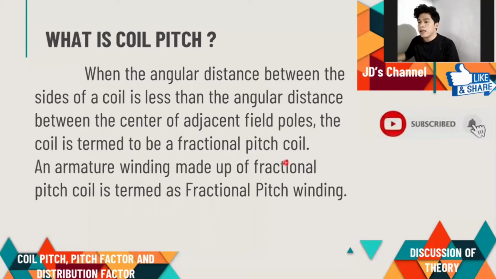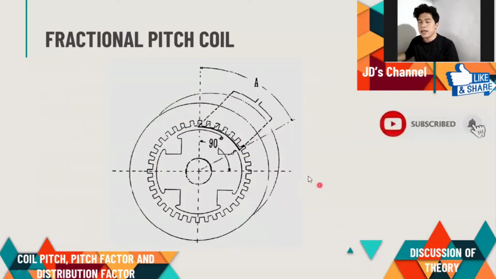Then, when the angular distance between the sides of a coil is less than the angular distance between the centers of adjacent field poles, the coil is termed to be a fractional pitch coil, or the short pitch coil. An armature winding made up of fractional pitch coils or short pitch coils is termed as fractional or short pitch winding. So here is an illustration of a fractional pitch coil or short pitch coil.